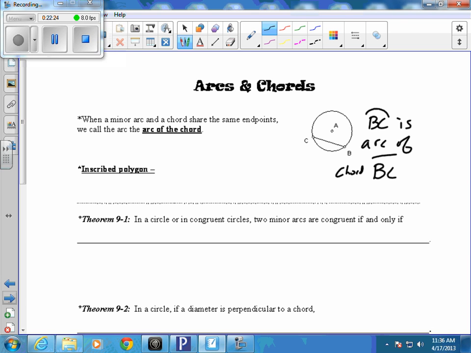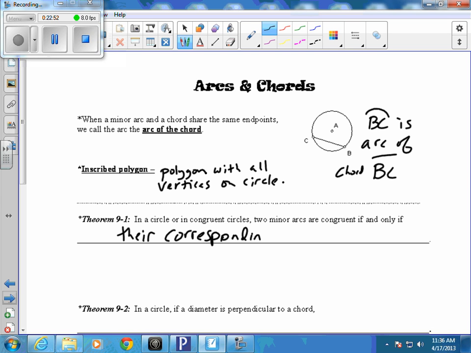An inscribed polygon, we kind of defined that. That's a polygon with all vertices of that polygon on the circle. So if it's a pentagon with 5 sides, all 5 vertices are on the circle. We talked about this already. In the same circle or in congruent circles, two minor arcs are congruent if and only if, and actually this is new, sorry, their corresponding chords are congruent.